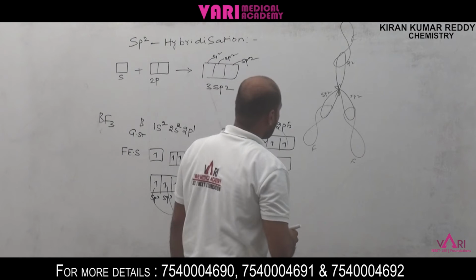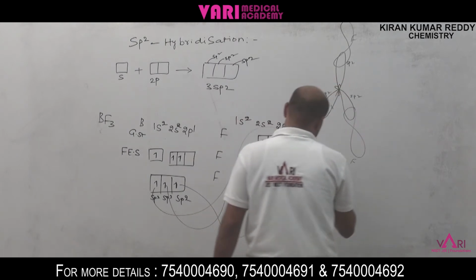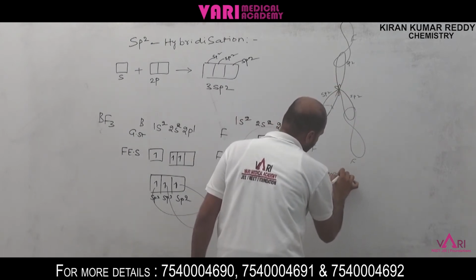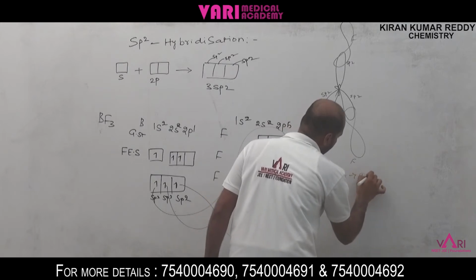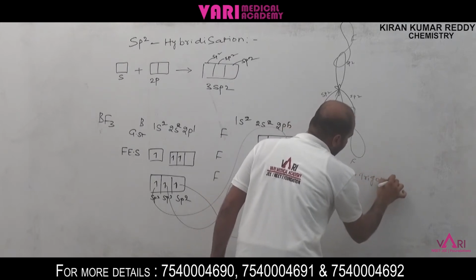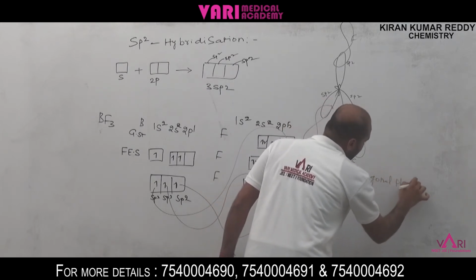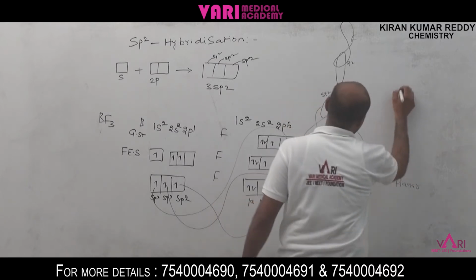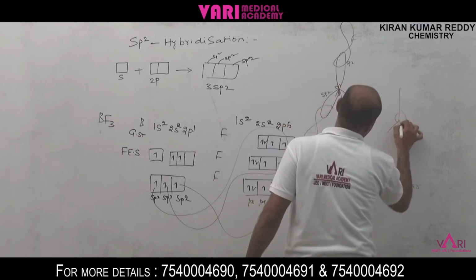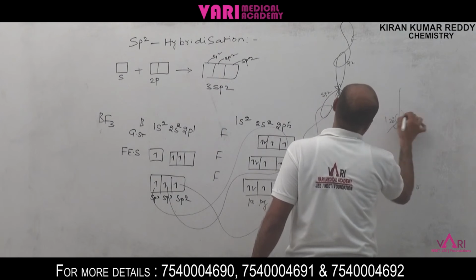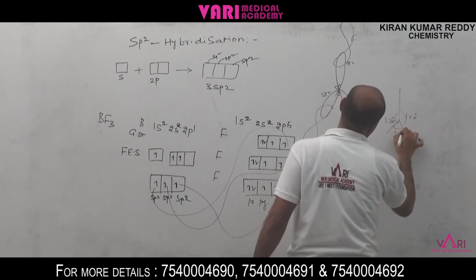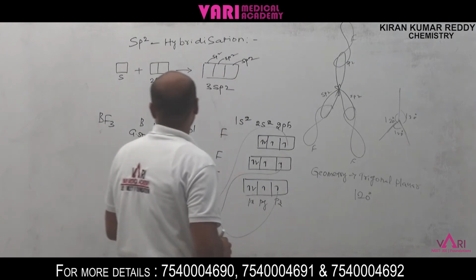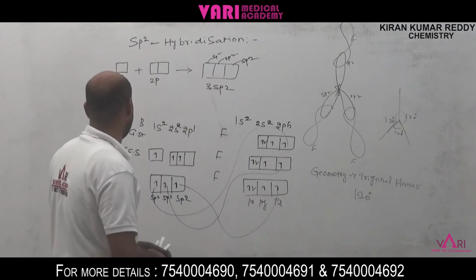And what is the bond angle? The shape, the geometry is trigonal planar, and the bond angle is 120 degrees, all 120, every one the same, 120, 120, here also 120. This is trigonal planar. This is called sp2 hybridization.